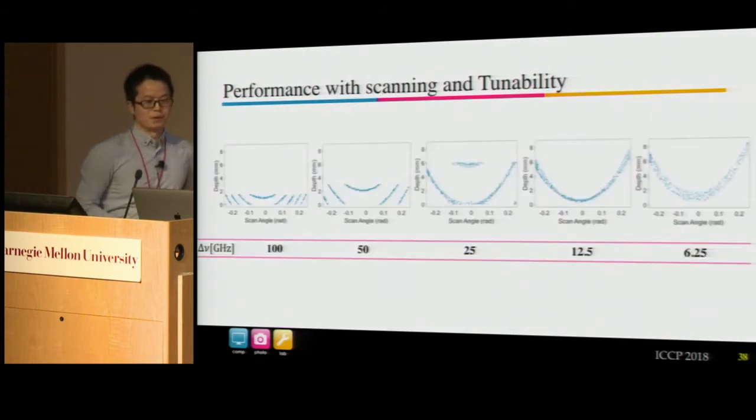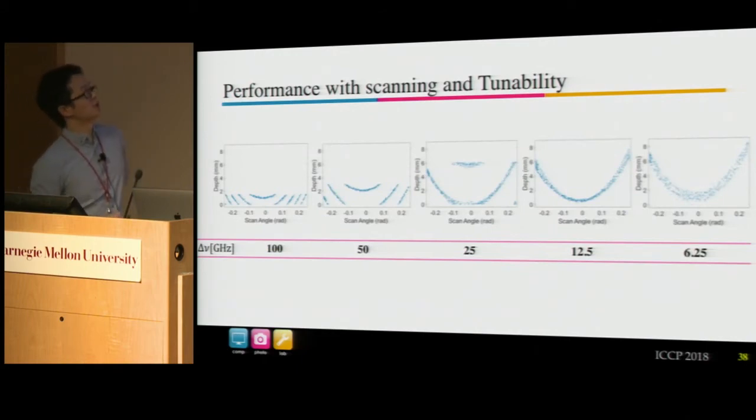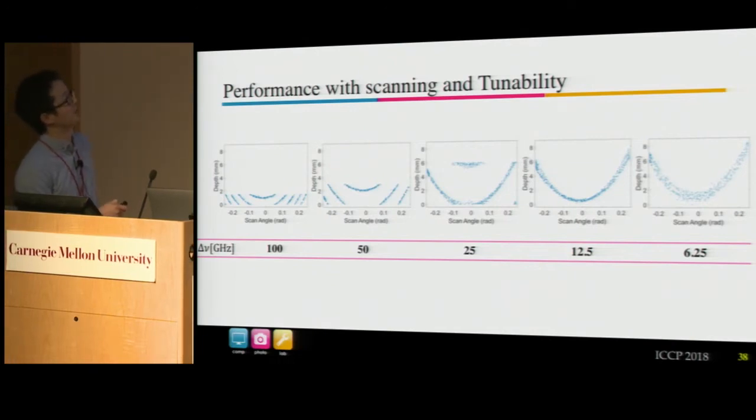So we also try different modulation frequencies from 100 gigahertz to 6.25 gigahertz. I would like to take your attention here, as you can see, with higher modulation frequency, the depth precision is much better compared to the scanning profile here. But the problem is with higher modulation frequency, the image range is going to be limited. So that's why you see here we have the phase wrapping problem.